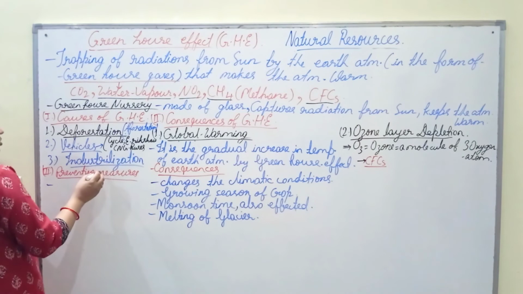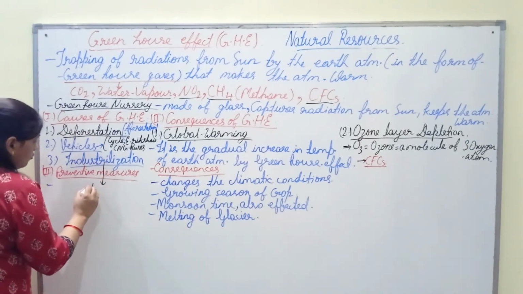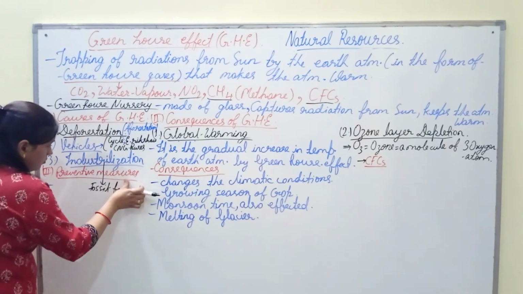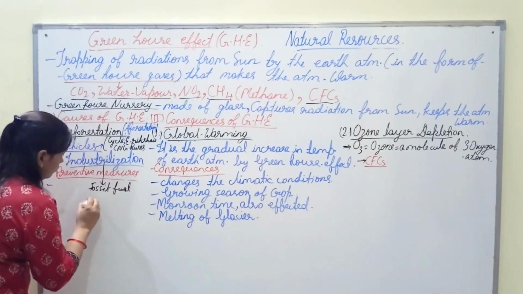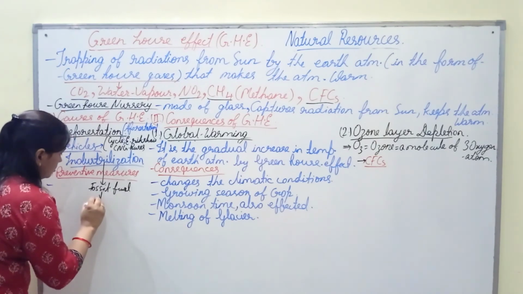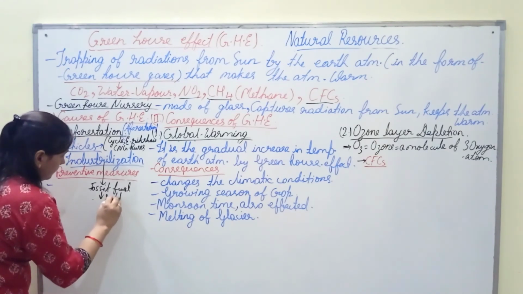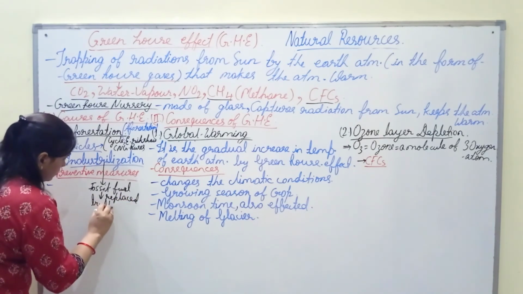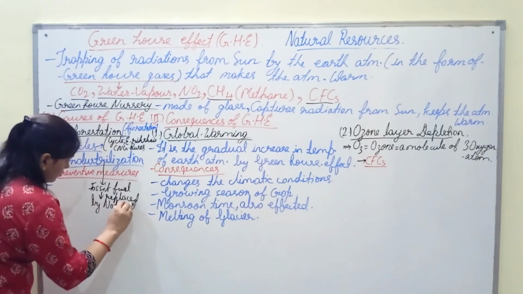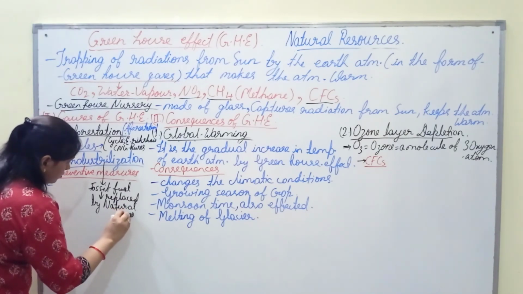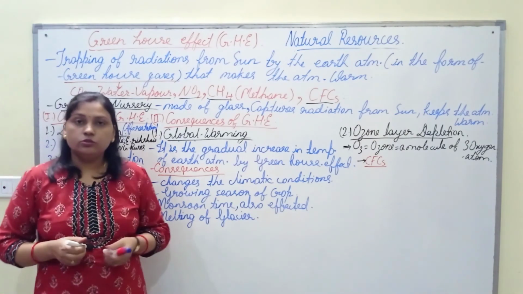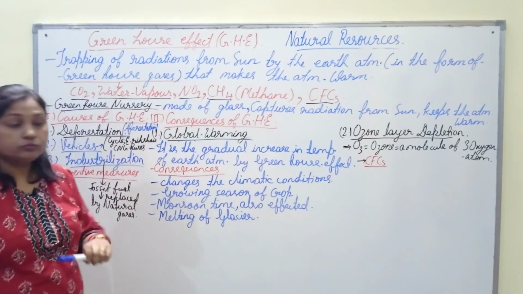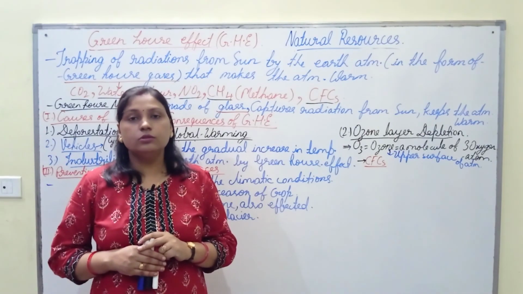And for industrialization, fossil fuel should be replaced by natural gases. So these are a few preventive measures to reduce the greenhouse gases. So this is all about greenhouse effect. Thank you.